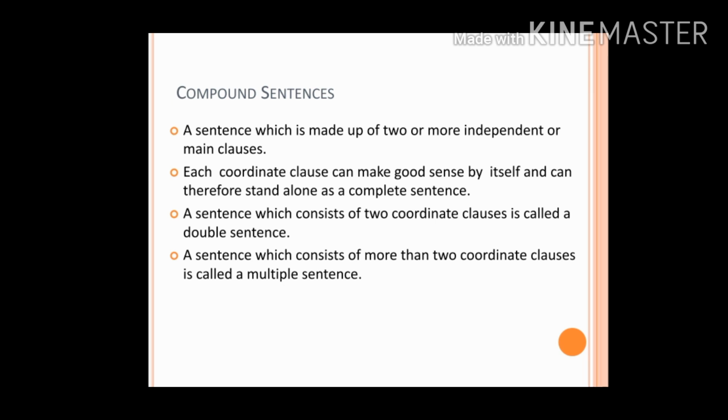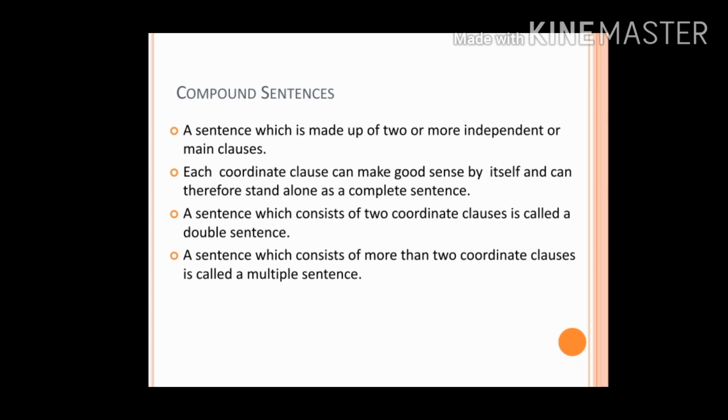Compound sentences. A sentence which is made up of two or more independent or main clauses is called a compound sentence. In other words, a compound sentence is made up of two or more coordinate clauses. Each clause can make good sense by itself and can therefore stand alone as a complete sentence. A sentence which consists of two coordinate clauses is called a double sentence, and a sentence which consists of more than two coordinate clauses is called a multiple sentence.